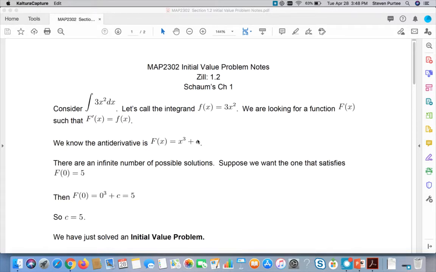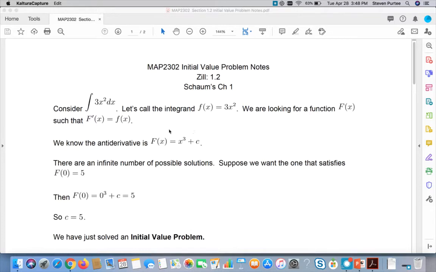What if we want one of those solutions in particular? What if we say we want to ensure that f of 0 was 5? So we just plug in a 0 for x, and get 0 squared plus c. That's supposed to equal 5. So c must be 5. We've just solved an initial value problem.